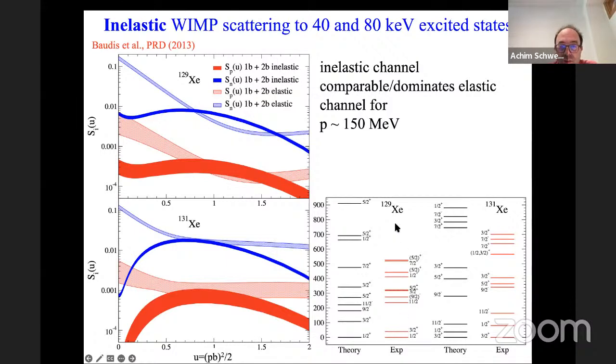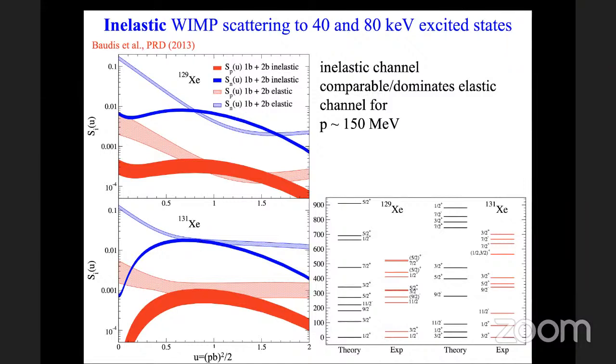Since xenon 129 has a much lower excitation energy, a factor 2 lower, the inelastic excitation is more important there. In fact, around 150 MeV momentum transfer, which is around here, it is even more important for a scattering experiment than the elastic channel. For xenon 131, it becomes close, but it doesn't dominate. But at some point, the inelastic channel is as important as the elastic channel.